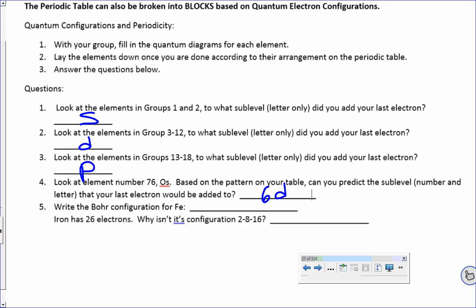What you should generally notice is if you compare some configurations of group 1 and 2 elements, the sublevel that you added your last electron to is always S. If you look at groups 3 through 12, you're always putting an electron in the D last. And if you look at groups 13 through 18, you're putting your last electron into a P sublevel.